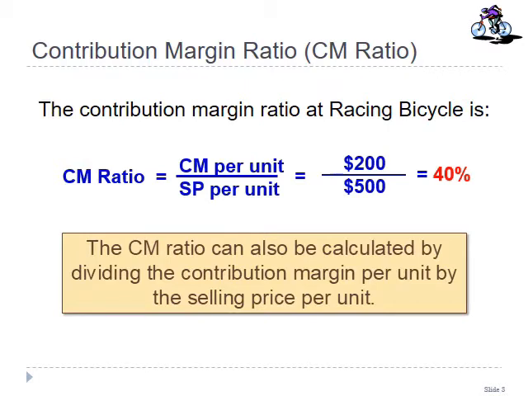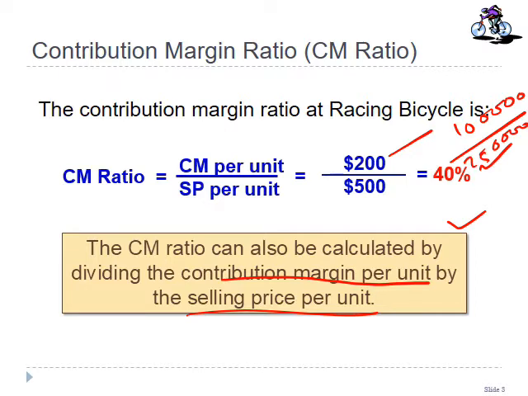So this slide basically shows how to find the ratio. The CM ratio can be calculated by dividing the contribution margin per unit by the selling price per unit as well. We can find the ratio with two methods. One is you just divide the whole figures, whole numbers. For example, here 100,000 was the CM divided by 250,000, the whole number of sales, or you can just use per unit numbers as well.